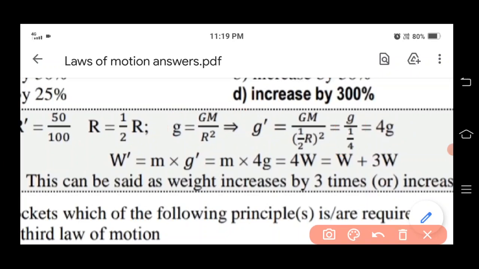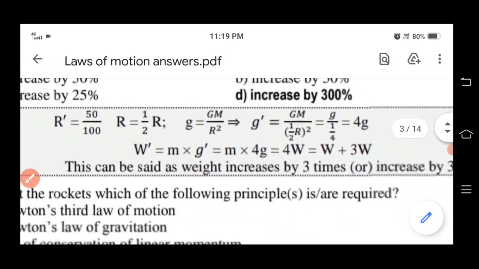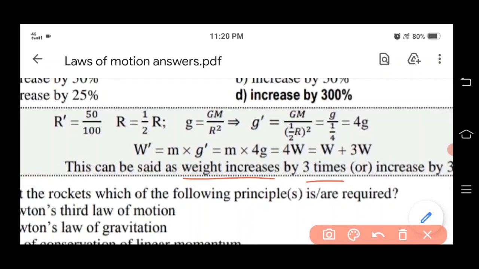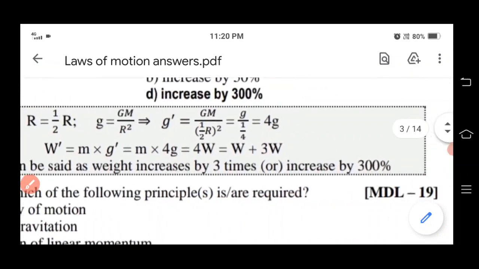So W dash, the changed weight, equal to m into g dash. So m into 4g equal to 4W, equal to W plus 3W. So this can be said as the weight increases by 3 times, or increases by 300%.